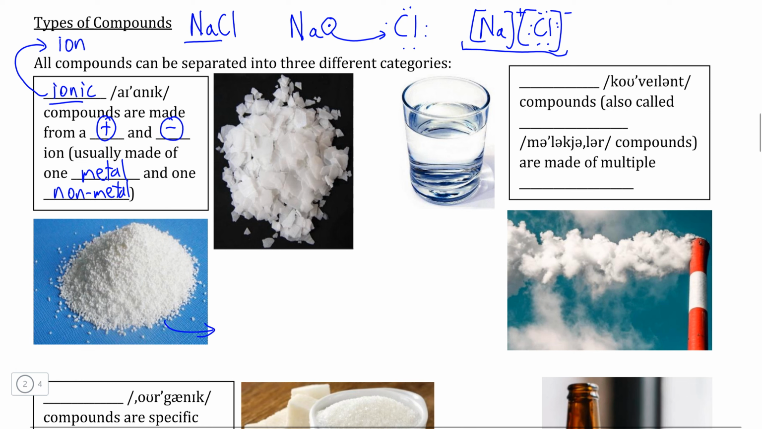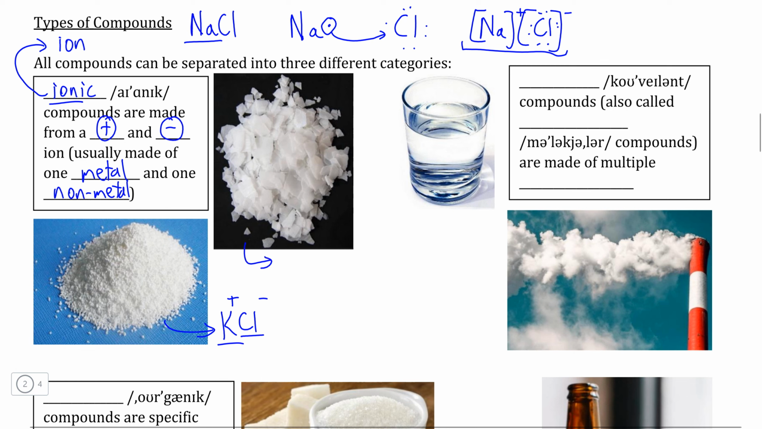For example, this white crystalline powder down here is potassium chloride. So we see one metal and one nonmetal. Potassium forms a positive ion by losing electrons, while chlorine forms a negative ion by gaining electrons.